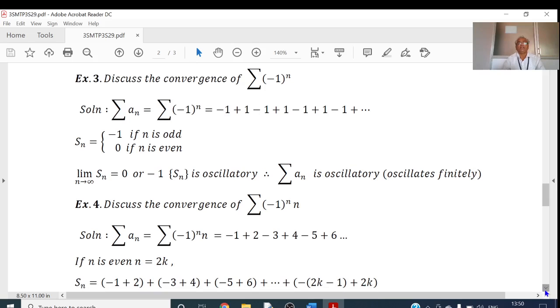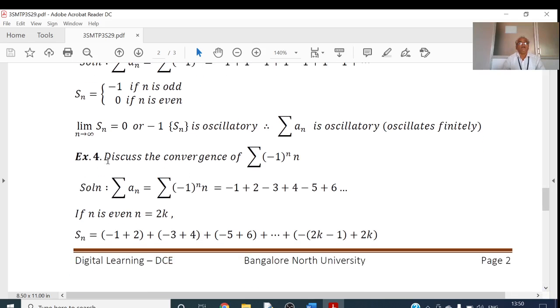Next, we go for another example. Discuss the convergence of minus 1 to the power of n into n. That is, sigma n equal to minus 1 to the power of n into n. Put n equal to 1, I am getting minus 1. N equal to 2, I am getting plus 1. This gives either plus 1 or minus 1. If n is even, this is plus 1. If n is odd, this is minus 1. Okay.